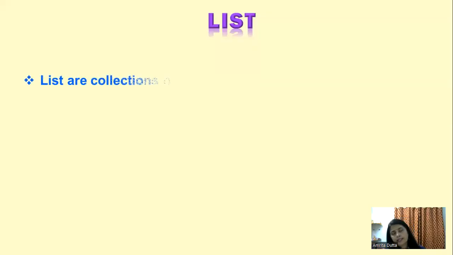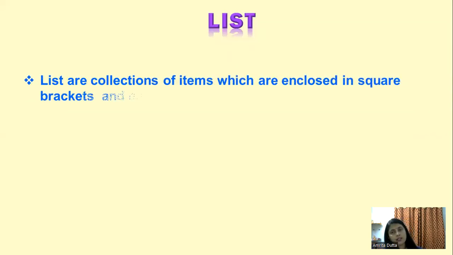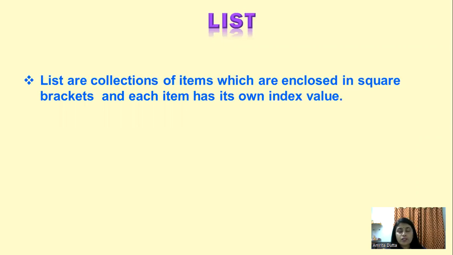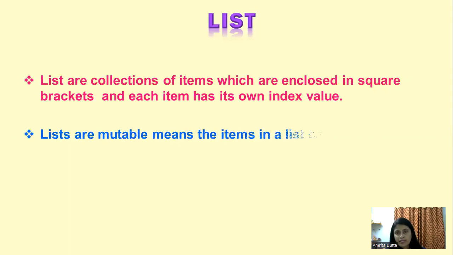What is a list? Lists are a collection of items which are enclosed in square brackets, and each item has its own index value. Lists are mutable, meaning the items in a list can be modified. So let us see by using Python how lists work and what a list is.